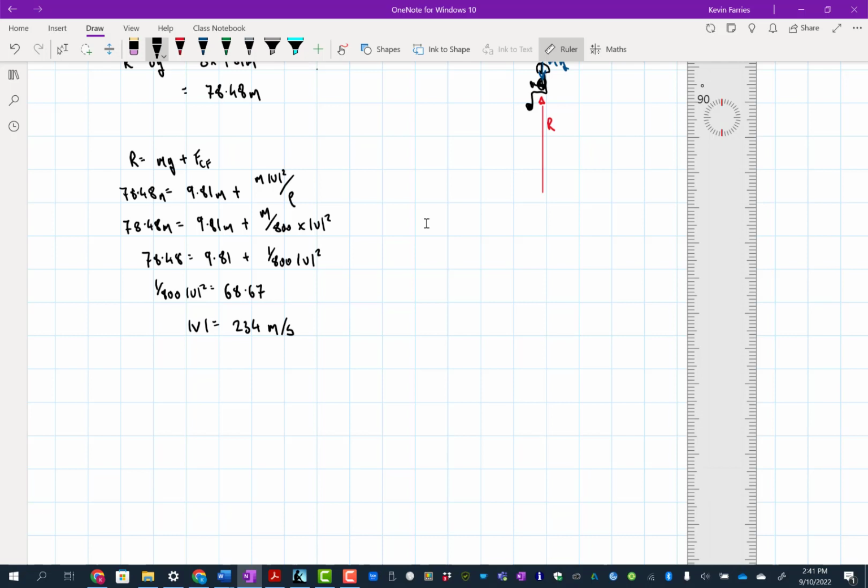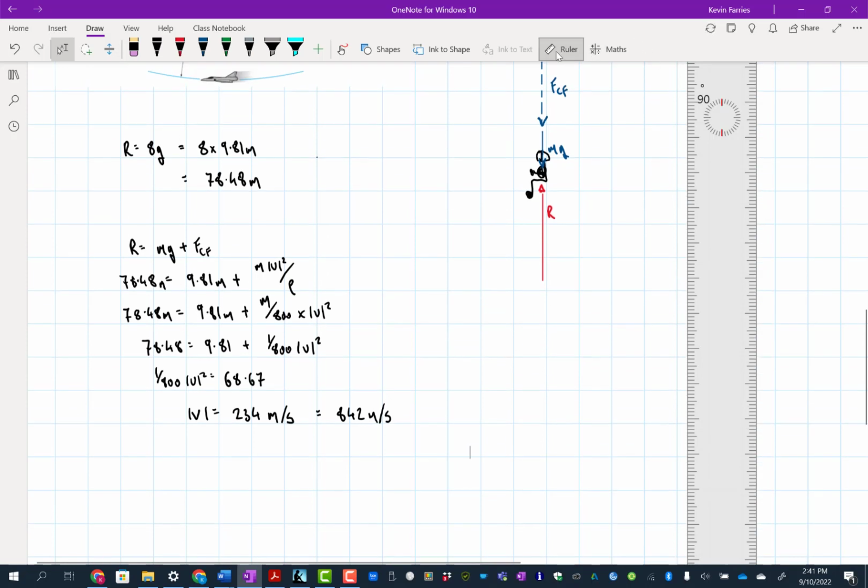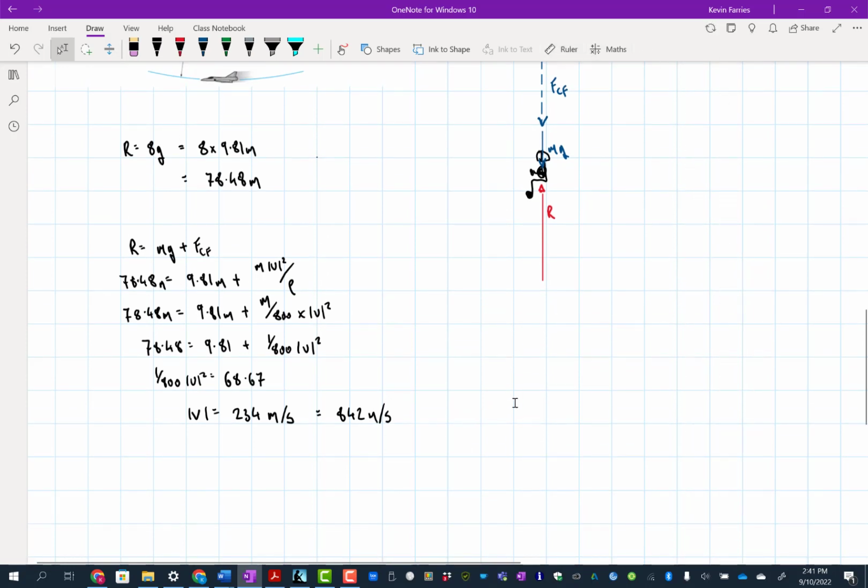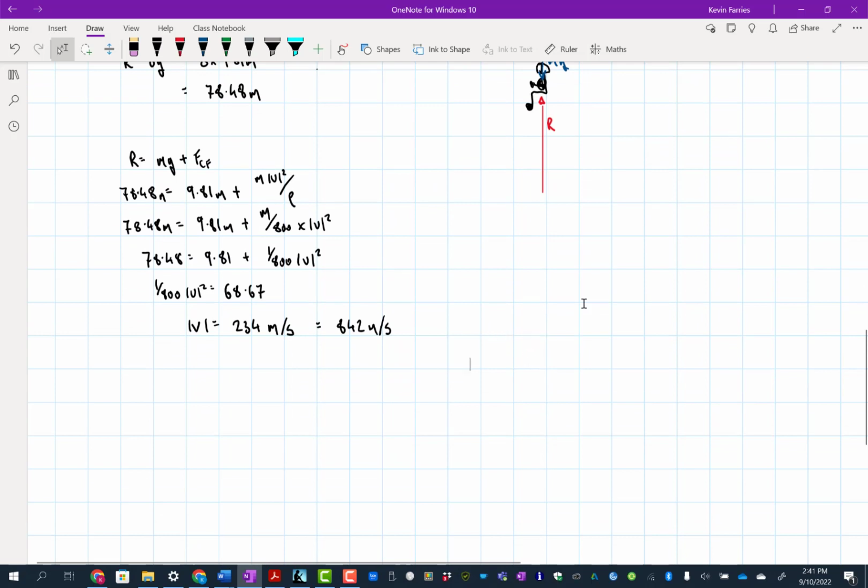Let's just do a quick sanity check of that and figure out what that is in kilometers per hour. So if we do 234 divided by 1,000 to get kilometers per second, times 3,600 to get hours, that's 842 kilometers per hour, Mach 3 almost, Mach 2 or Mach 3. So it's going pretty fast, but it seems reasonable, I suppose. I'm not a pilot, so I don't really know how fast planes go.